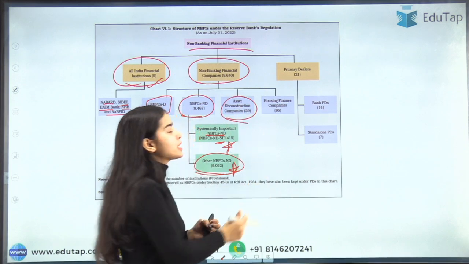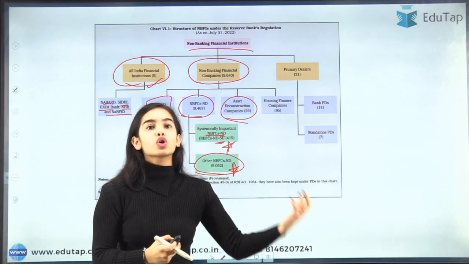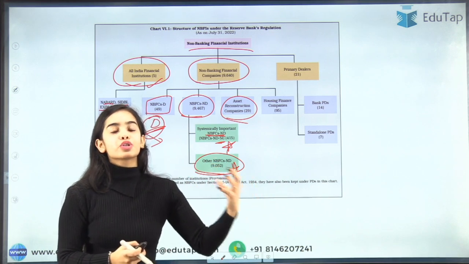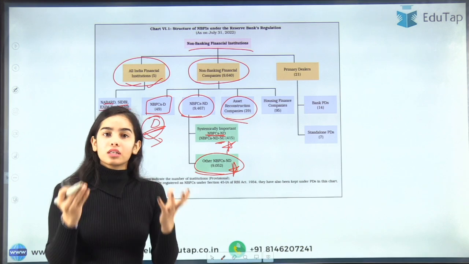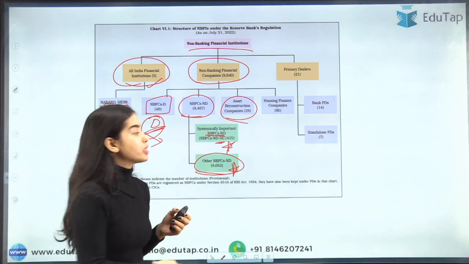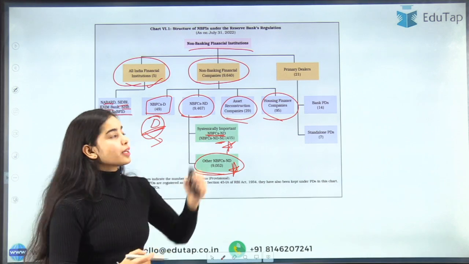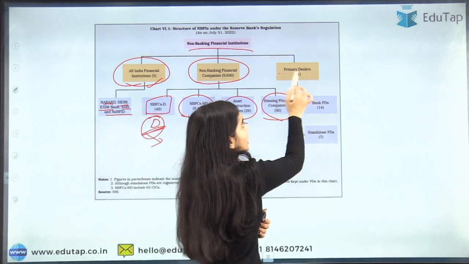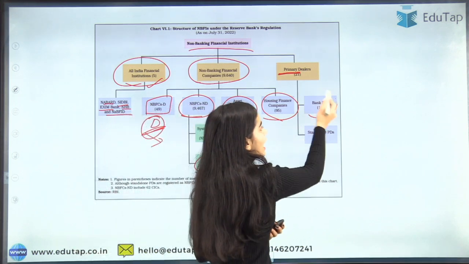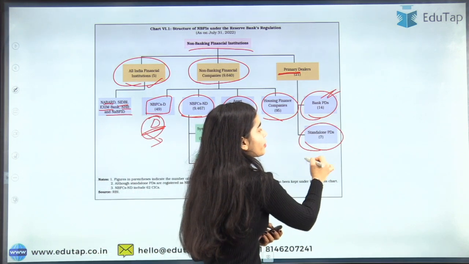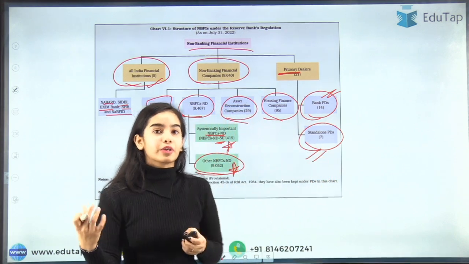Then there are the asset reconstruction companies that take the bad assets or bad loans of banking institutions and other institutions, and they try to reconstruct the bad loans. Now coming to housing finance companies, the fourth kind of non-banking financial companies. There are also the primary dealers that directly deal with the public. These are the bank primary dealers and the standalone primary dealers. The standalone primary dealers are not connected with any particular bank.